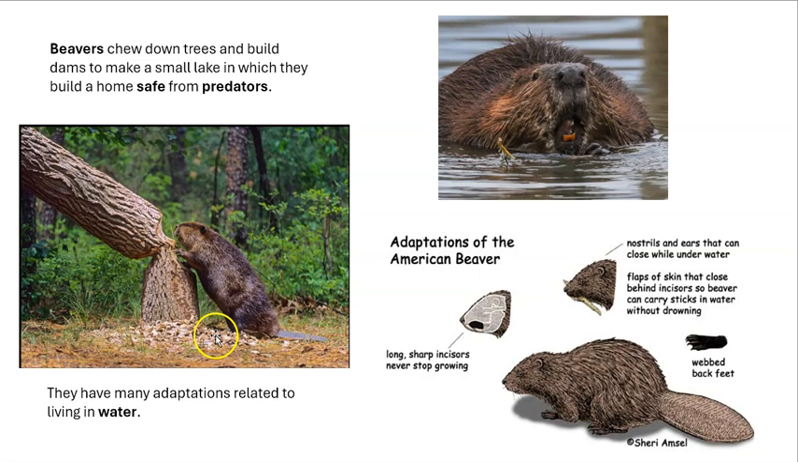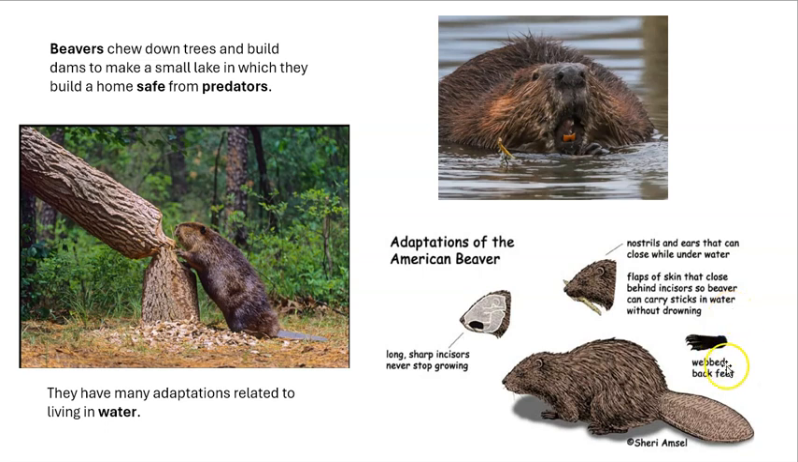But interestingly, beavers have many adaptations related to living in water. Well, that kind of makes sense. I mean, they're building a dam to make a little lake. So that would be setting up a selection pressure for the evolution of traits that will help them live in water. Well, what are some of those traits? They have nostrils and ears that can close while underwater, flaps of skin that close behind the incisors so the beaver can carry sticks in water without drowning.